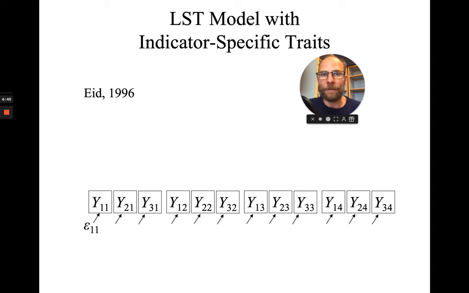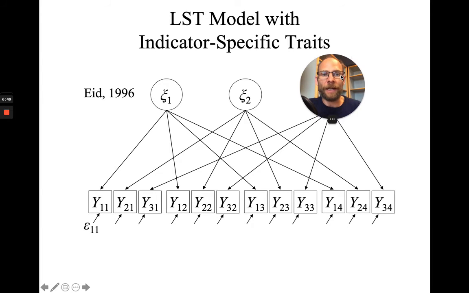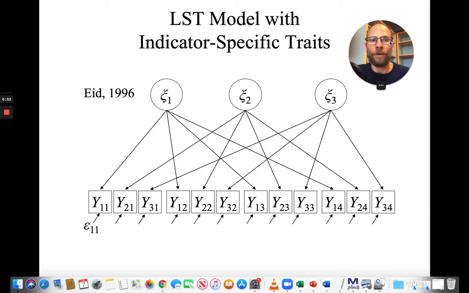You can see we have the same design here. We have 3 indicators again that were measured on 4 measurement occasions. And now in this model, rather than specifying a single overall trait for all indicators, we have indicator-specific traits. So we have separate traits for each of the 3 indicators. Xi1 would be the trait for indicator Y1t. Xi2 is the trait factor for indicator Y2t, and Xi3 is the trait factor for indicator Y3t.